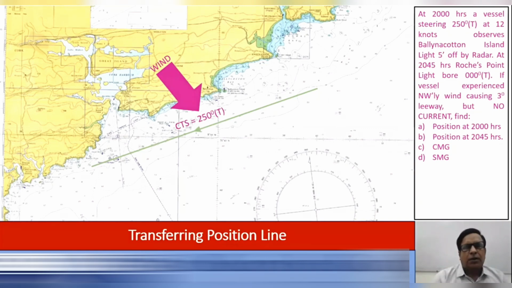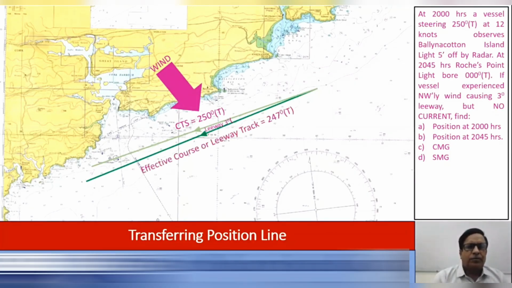247. Very good beta, very good. Leeway shall be allowed to the lee side, that means to the port side. We allow the leeway to the downwind side and we get the effective course, represented by a single arrow. What do we see? The effective course or the leeway track is 247 degrees true. In this case, the leeway got subtracted. The same thing you can see in the box now.